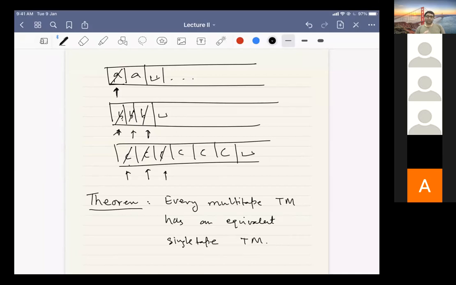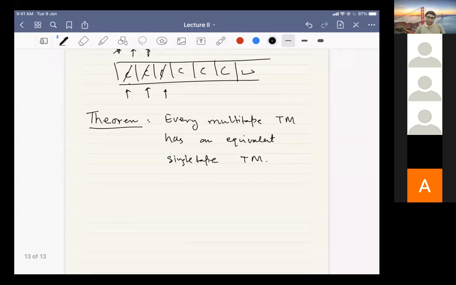So this theorem is kind of conservative, in the sense that it says that everything you can do with a multiple tape Turing machine, you can also do with a single tape. So multiple tapes do not give you any computational advantage. Whatever you were able to compute before, you can still compute now, and whatever you were not able to compute before, you still cannot compute. The only advantage is the time.